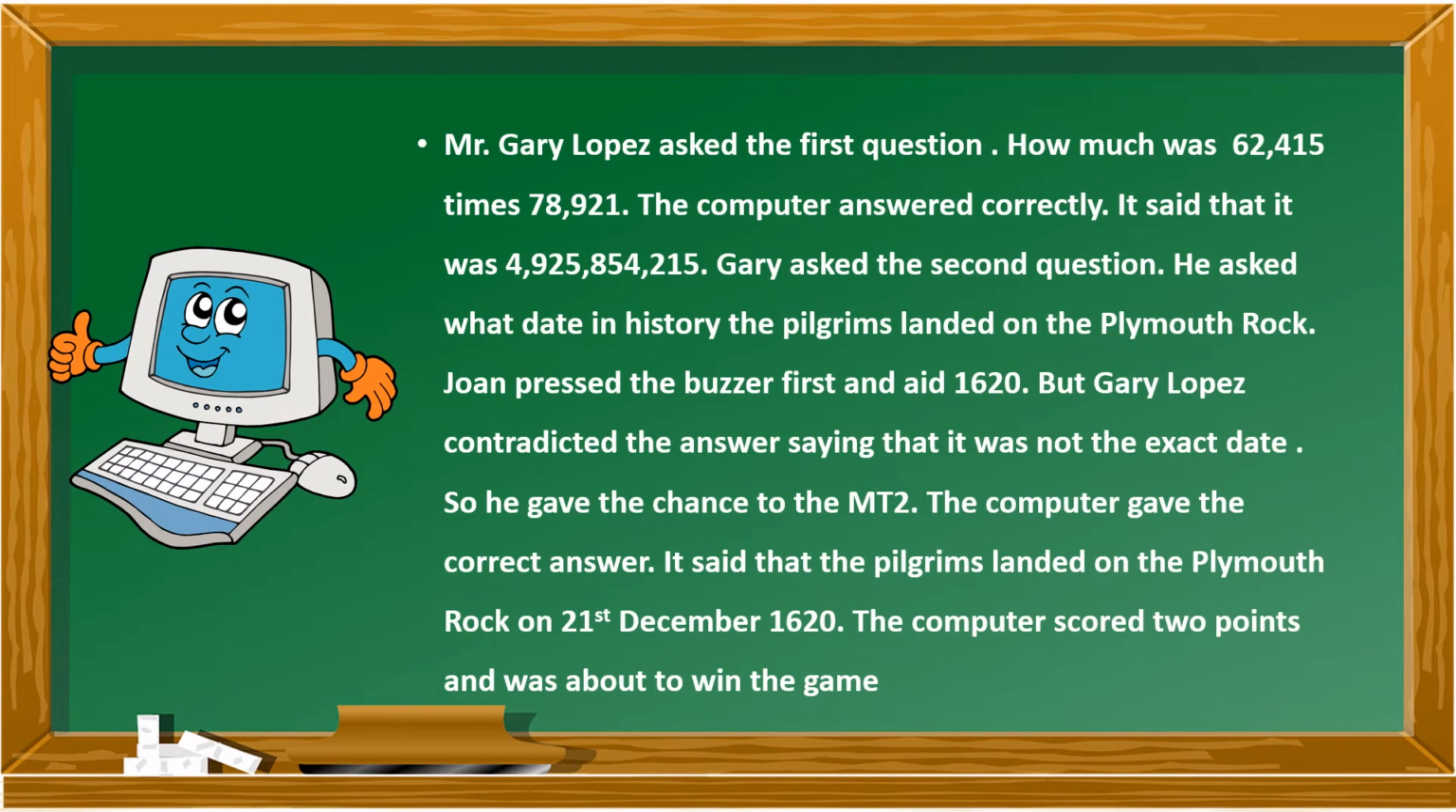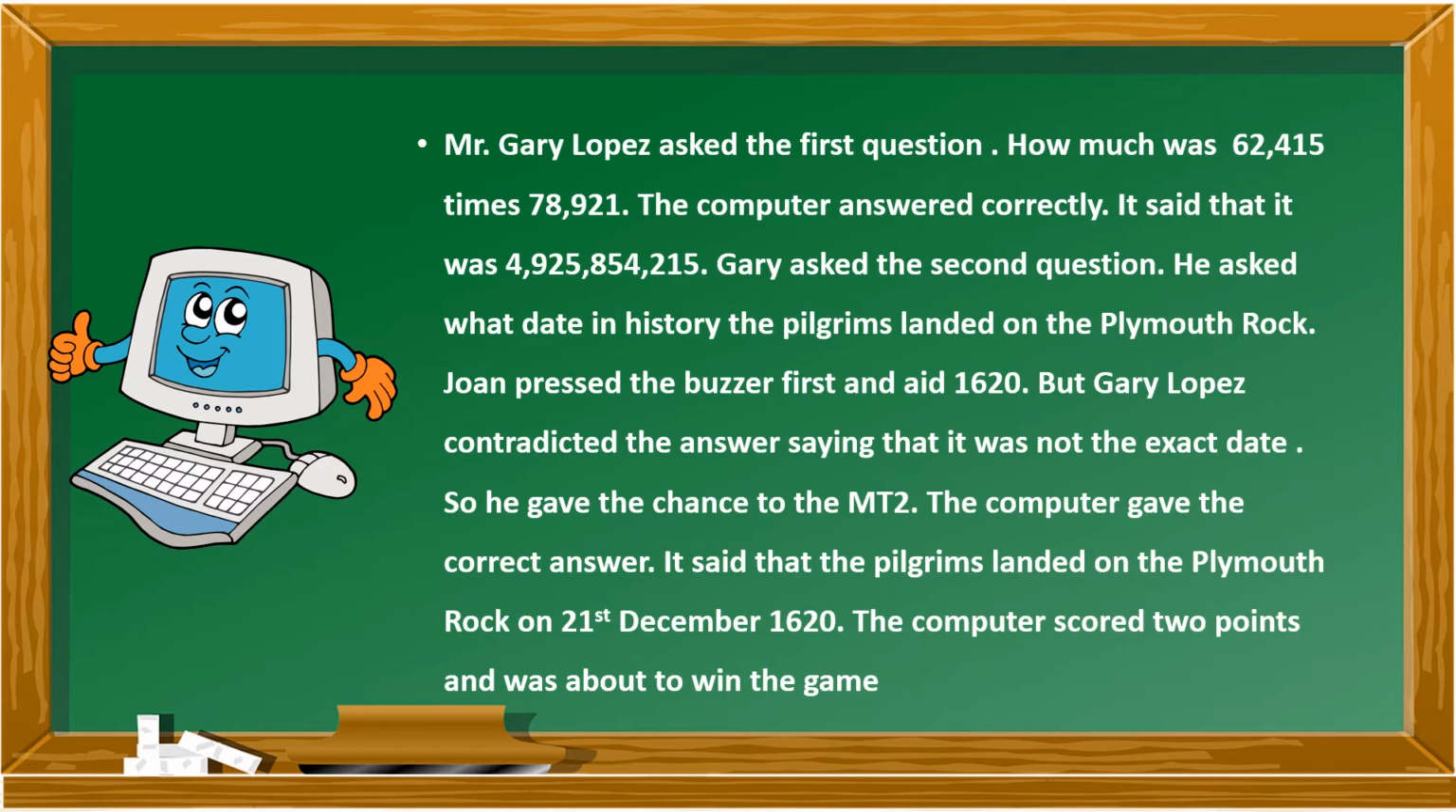Mr. Gary Lopez asked the first question. How much was 62,415 times 78,921? The computer answered correctly. It said that it was 4,925,854,215.